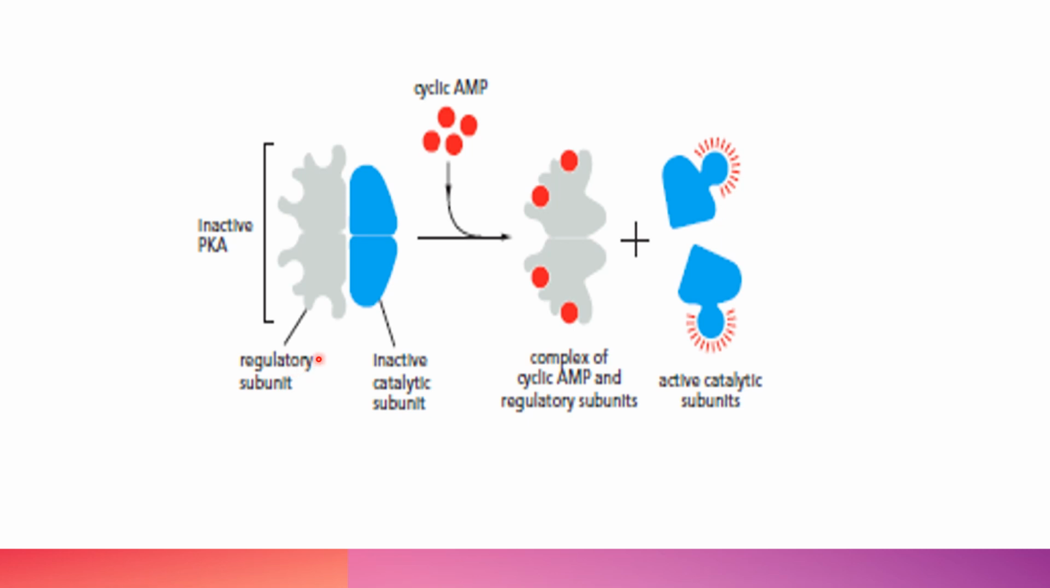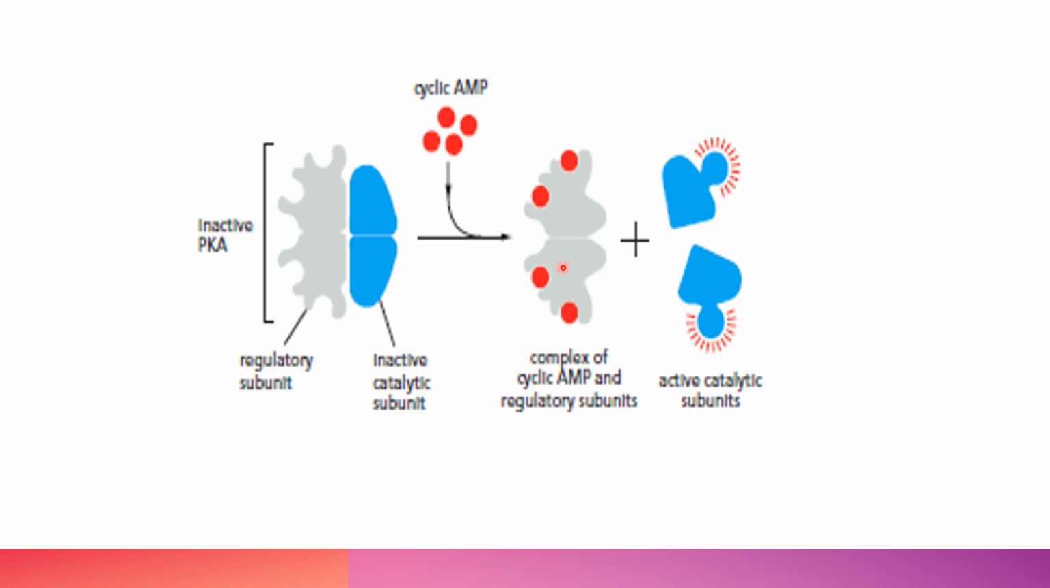Now, remember that protein kinase is made up of 4 subunits. 2 of them are regulatory subunits and 2 of them, which are shown in blue, are catalytic subunits. So they'll have the catalytic function. These are the regulatory subunits. From the picture, it's very clear that cyclic AMP, which is generated from the signaling of the GPCRs, will bind to these regulatory subunits.